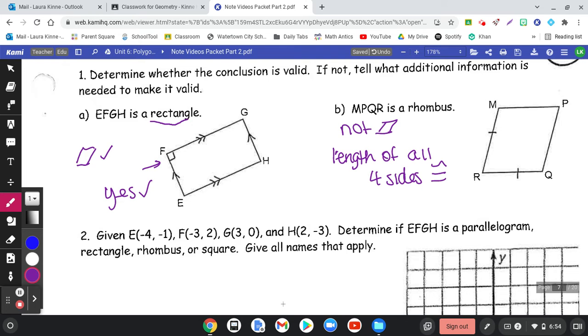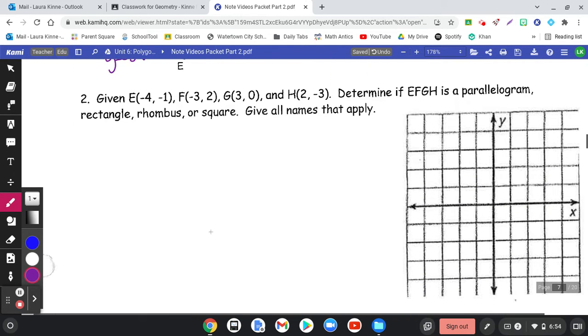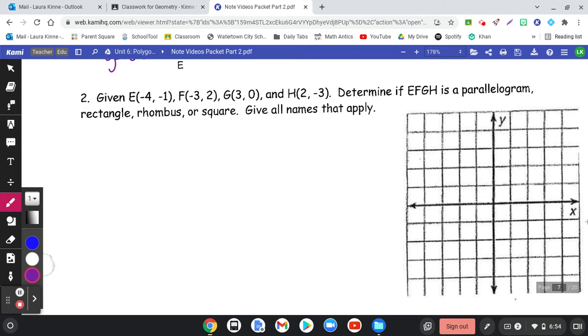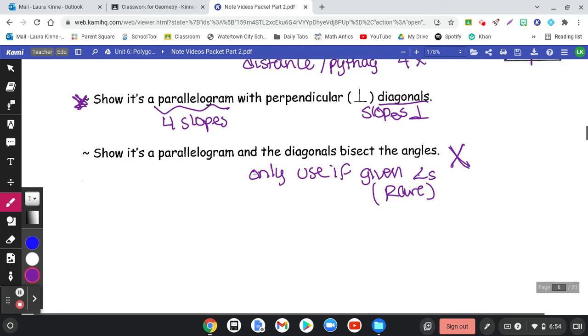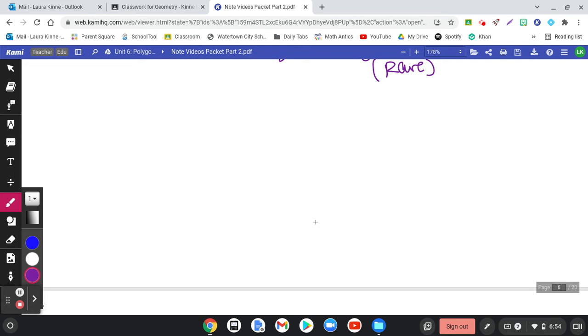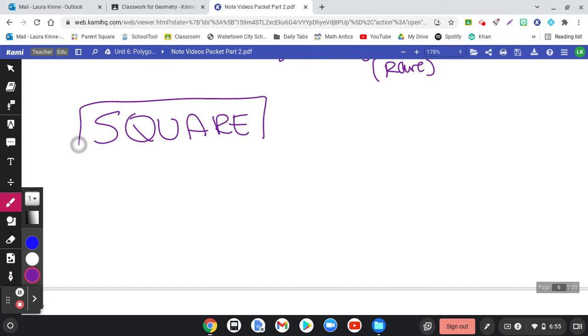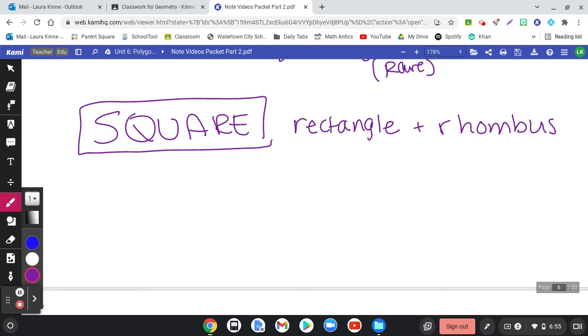Okay, so let's look at one in action. And again, yes, these are long. It's okay. Let's do it using the graph. It says, given the points, determine if EFGH is a parallelogram, rectangle, rhombus, or square. And I didn't mention this before, but let's put it up here. A square, in order to prove a square, you need to, if it's a rectangle and a rhombus, so if you've shown it's a rectangle and a rhombus, then it is a square.